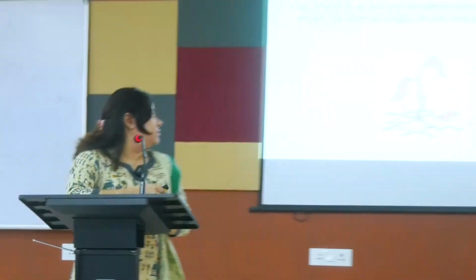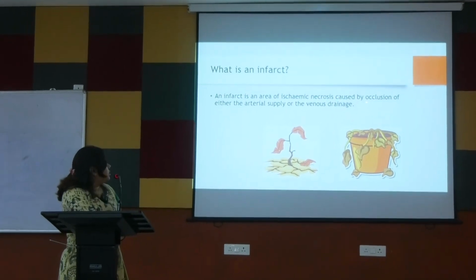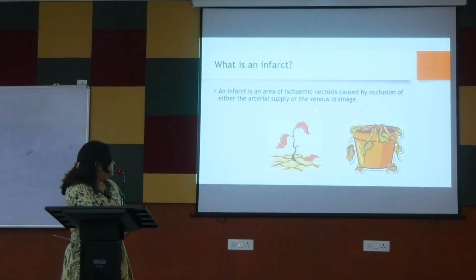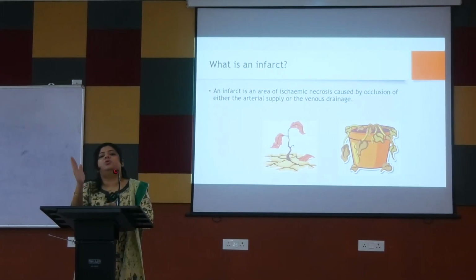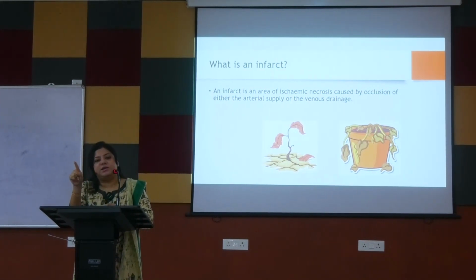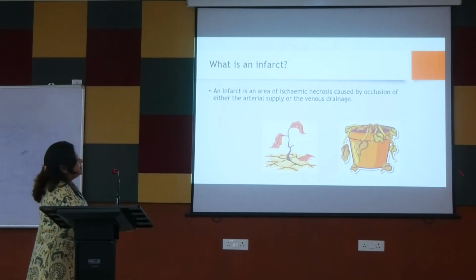What is an infarct? An infarct is an area of ischemic necrosis caused by occlusion of either the arterial supply or the venous drainage, right? So it can be both, occlusion of the supply or occlusion of the drainage. Both can cause an infarct. Which one is more common, you think? Arterial occlusion, right? So why have I included these pictures of plants here?